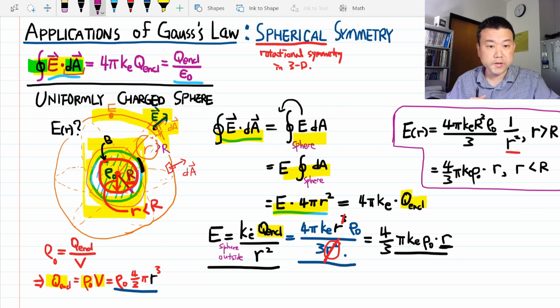Before we move on to the next example, I want to look at one significant result that I just mentioned in passing, but I want to highlight it so that you will remember it the next time you need to use it. Let me clean up the figure a little bit here.